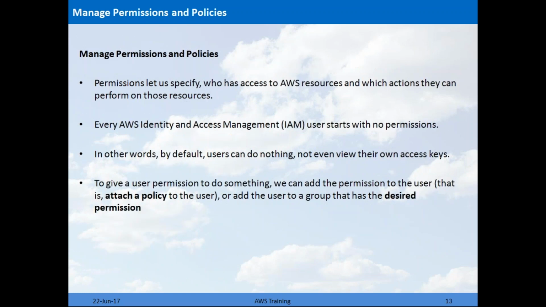We can manage permissions and policies. Permissions let us specify who has access to AWS resources and which actions they can perform on those resources. Every AWS IAM user starts with no permissions. In other words, by default a user can do nothing, not even view their own access keys. To give a user permission to do something, we attach a policy with the desired permission to that user. Then the user can view the environment we have attached.